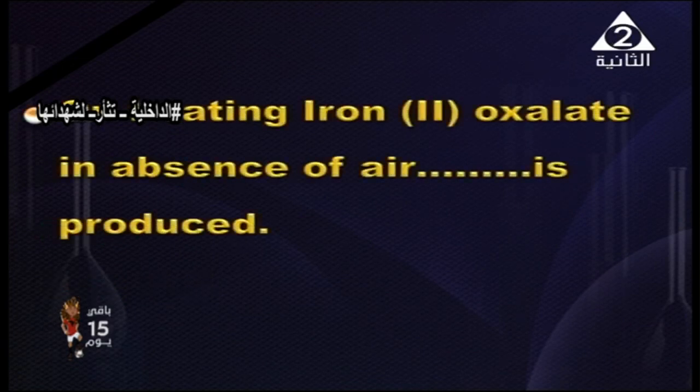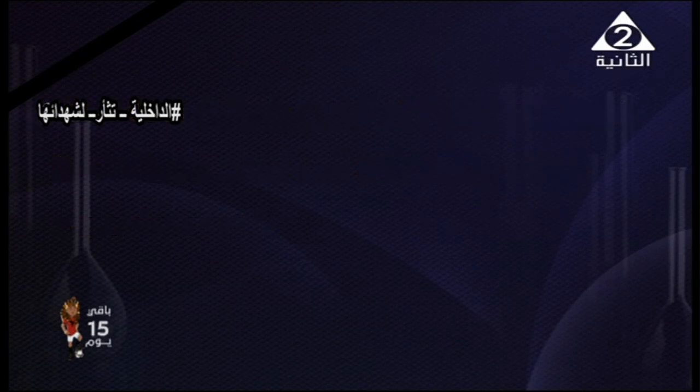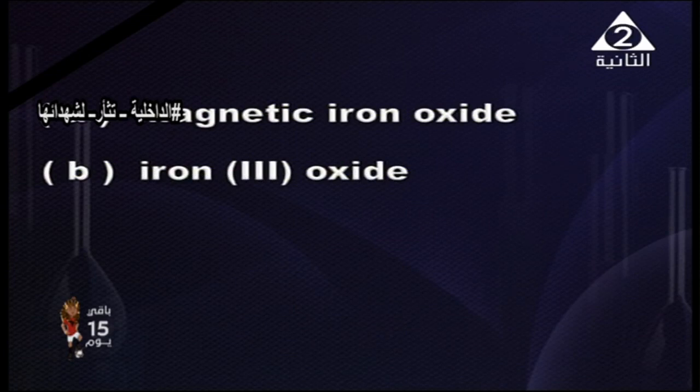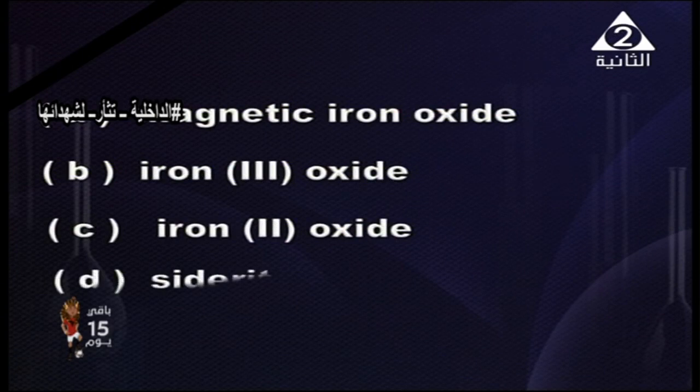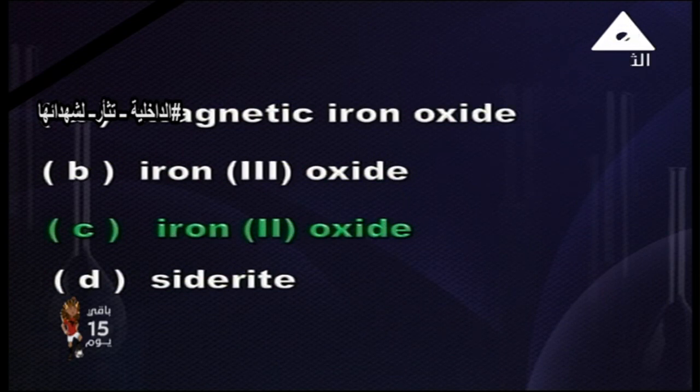Next point: when heating iron 2 oxalate in the absence of air, what is produced? Is it magnetic iron oxide, iron 3 oxide, iron 2 oxide, or siderite? If you think about it, my dear student, you will find the answer. It will be iron 2 oxide. My dear student, remember that heating iron 2 oxalate in the presence of air doesn't form iron 2 oxide. It forms iron 3 oxide. But in the absence of air, it gives iron 2 oxide.